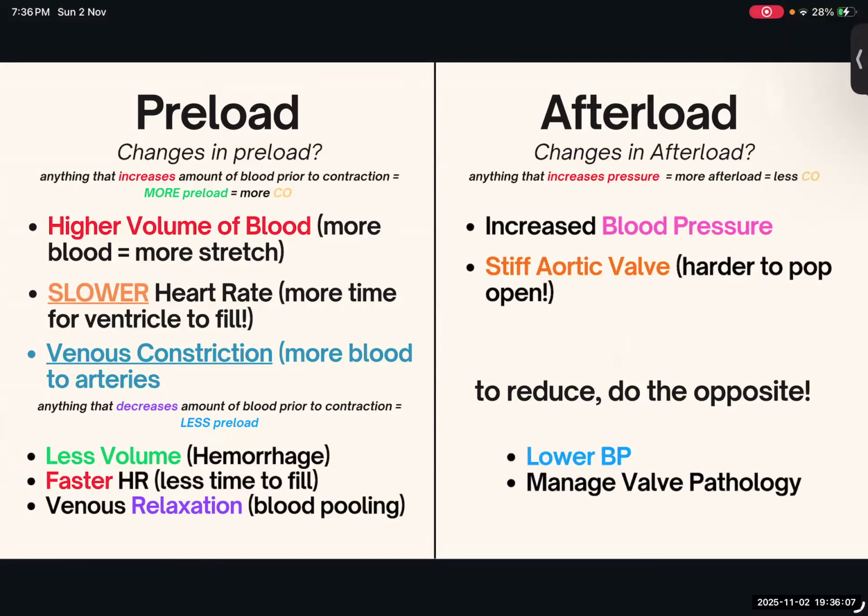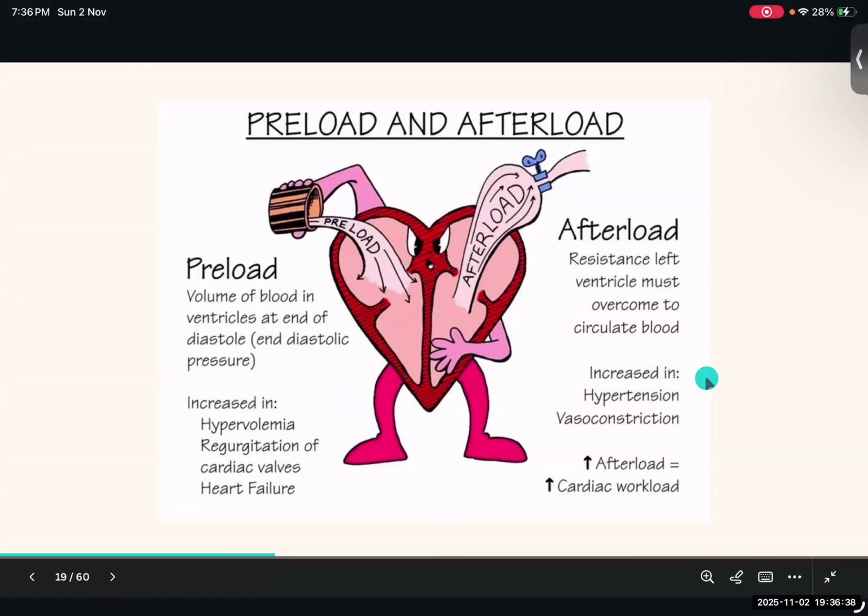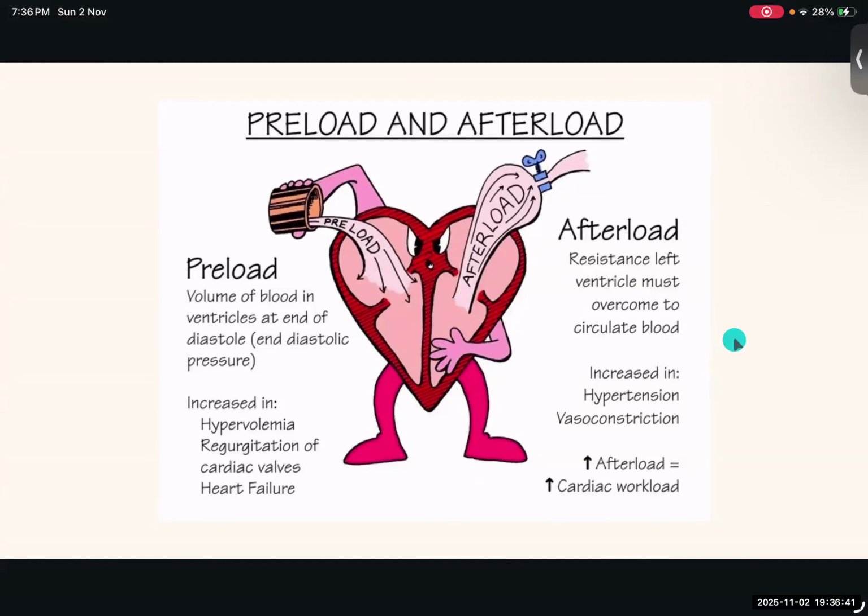Okay. Now, lowering blood pressure and managing the valve pathology will both decrease afterload, which causes an increase in stroke volume and cardiac output. So this is just a very cute image to help you remember everything. That preload is the volume of blood pumped into the ventricles at the end of diastole, or the EDV, okay? And it's going to increase in anything that increases the left ventricular blood volume. And afterload is the resistance that the left ventricle must overcome to circulate blood or pump it out. So like we said, it's going to be increased blood pressure and stiff aortic valve.